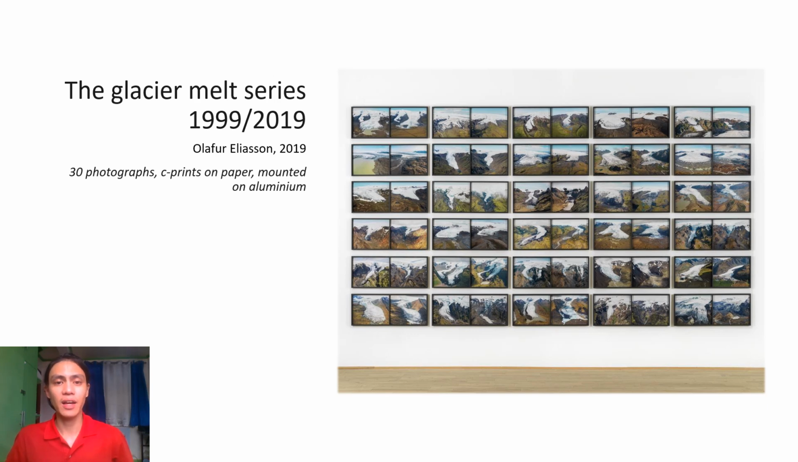Eliasson's 1999 to 2019 Glacier Melt series, with the use of 30 photos, uses repetition and contrast to depict climate crisis. A minimalist grid reveals glacier loss over 2 decades, underlining the urgency of global warming.